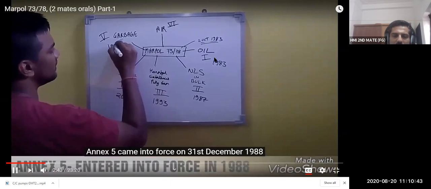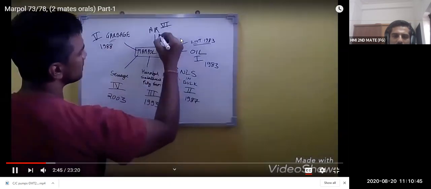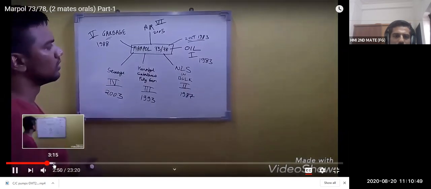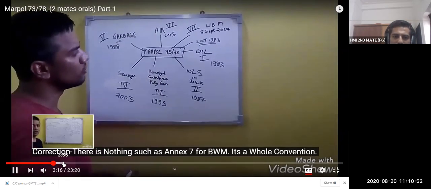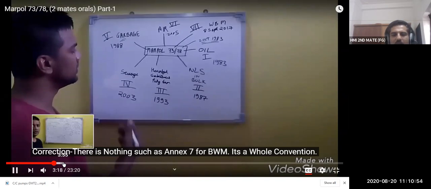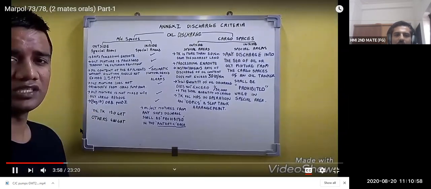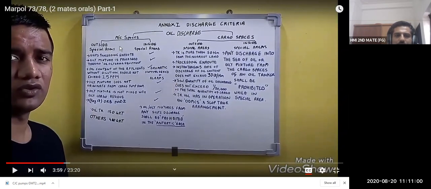So these are the years in which these annexes came into force. Nowadays it's not asked that much. Then Annex 7 can come for ballast water management. Now let's see what the MARPOL requirements are.